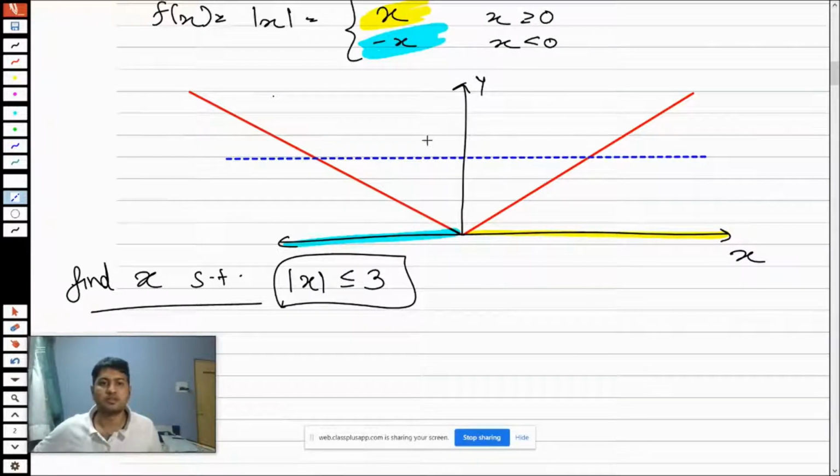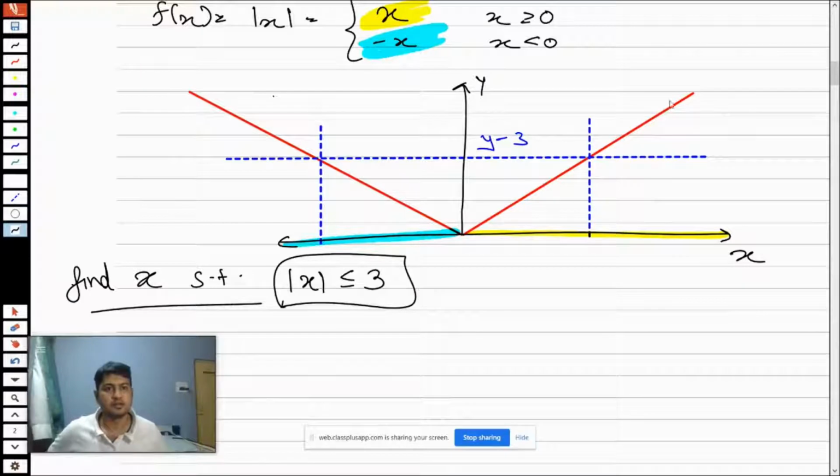Along the y equals 3 point. Okay, and then I'll note down these two intersections. So this is the line y equals x. This is the line y equals minus x. This horizontal line is y equals 3.